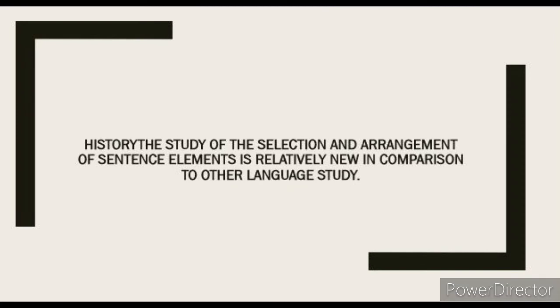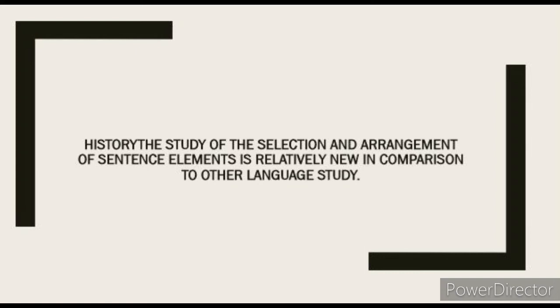In history, structural grammar is concerned with how elements of a sentence are put together. The study of the selection and arrangement of sentence elements is relatively new in comparison to other language study. It developed in the early 20th century, particularly from 1930 to 1950. Linguists generally consider Ferdinand de Saussure to be the father of the analysis.